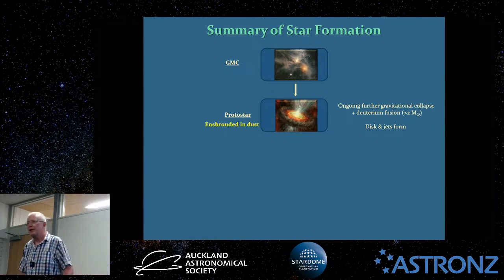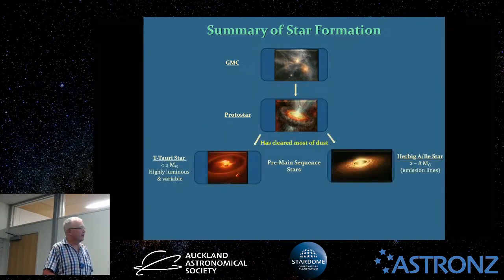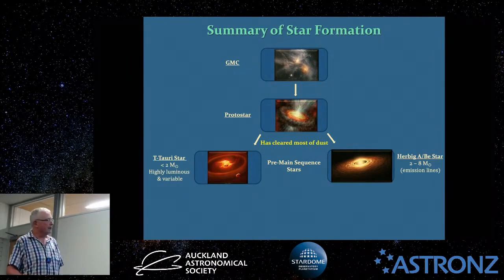That's ramping up the heat more, so allowing more mass to fall onto them, puts them on the Hayashi track with their radiation zones, and you're getting disks and jets forming in that area, in that time. The pre-main sequence stars, by definition, have cleared most of the dust. Then they split up into your T Tauri stars, less than 2 solar masses, highly luminous and variable. And then you've got your Herbig stars over here, A and B stars, which are a lot hotter, and they have those prominent emission lines in their spectrum.